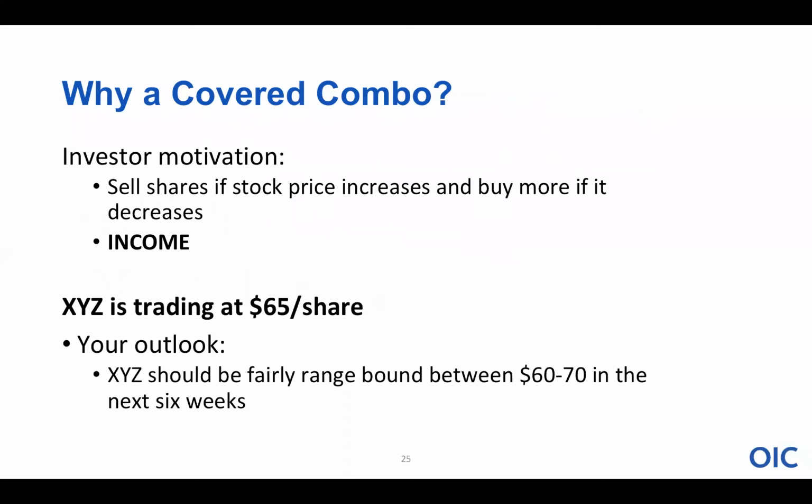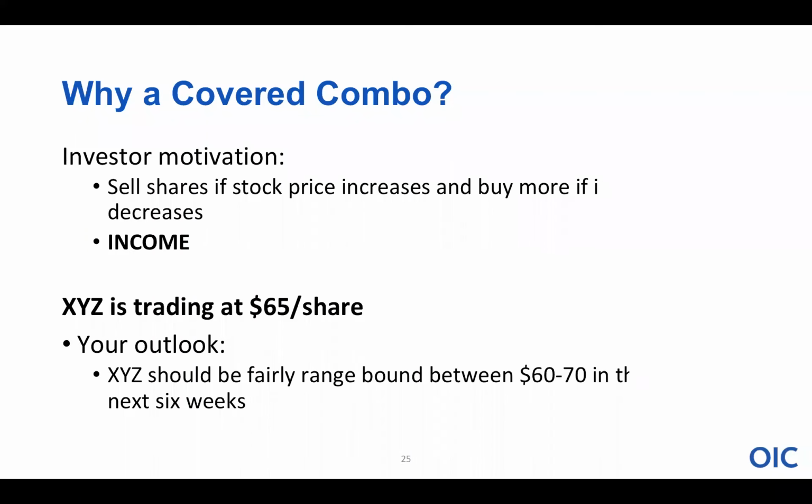All right, so why does an investor put on a covered combo? So once again, it's for income. We're looking for a range-bound stock, and we are looking for shares to be somewhat trading in a range, and at the same time, we are looking to potentially buy shares on a pullback. So once again, our stock, XYZ, is trading at $65 a share, and our outlook is for the shares to be range-bound between 60 and 70 over the next 6 weeks.